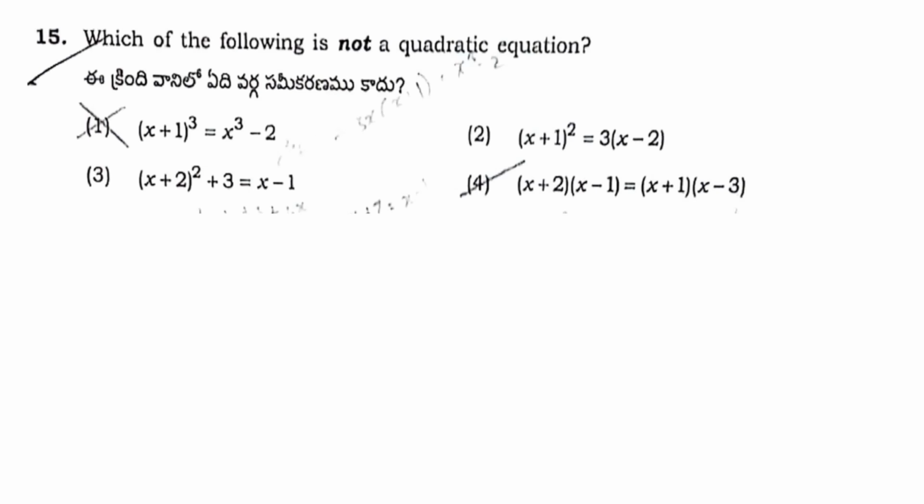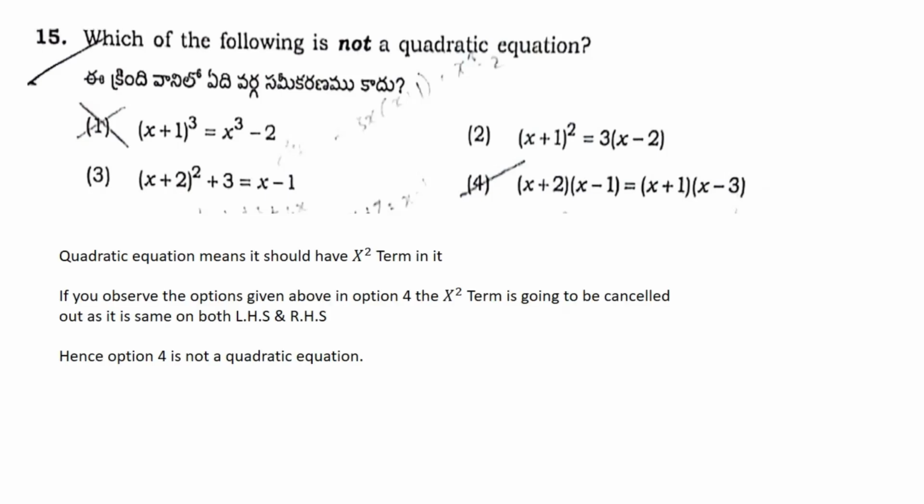So next question, which of the following is not a quadratic equation? A quadratic equation is in the form ax square plus bx plus c equal to 0. It should have an x square term in it. But if you look at the options, in option 4, the x square term on both sides is the same, so it will be cancelled. So there will not be any x square term in option 4, so it will not be a quadratic equation. Right? Next question.